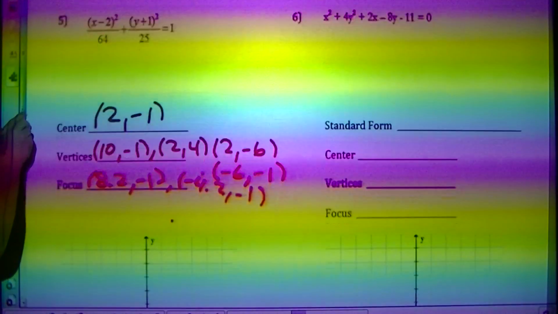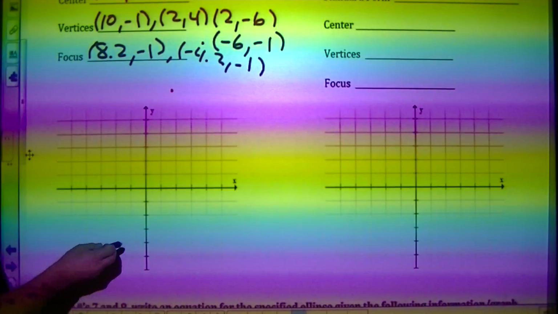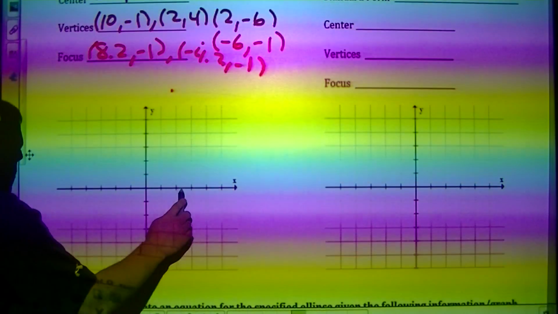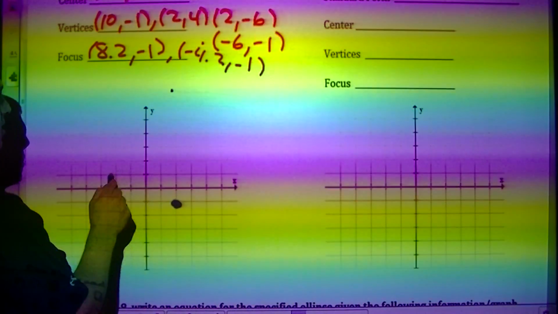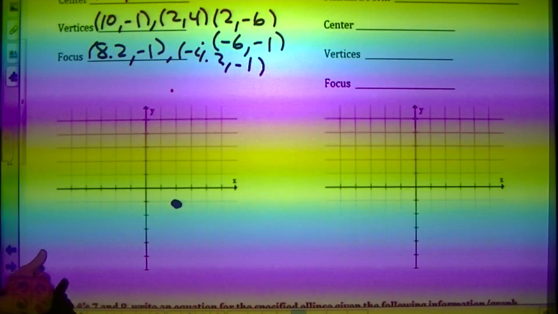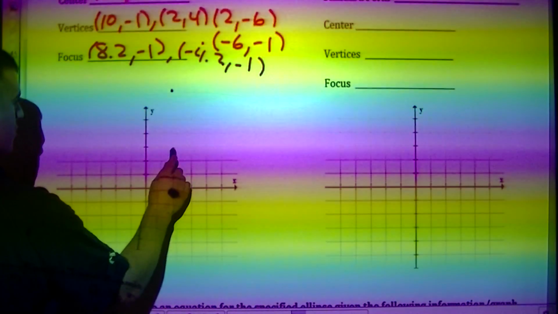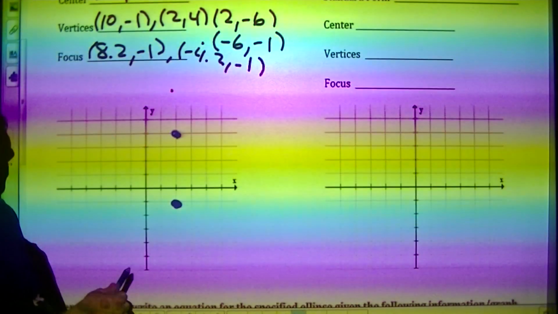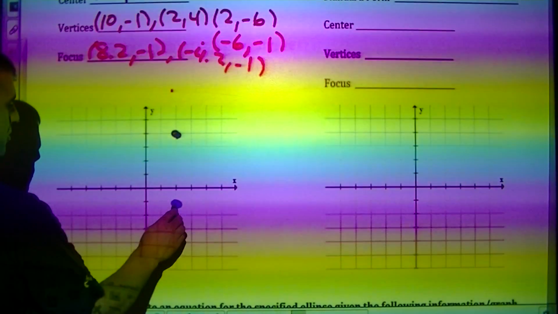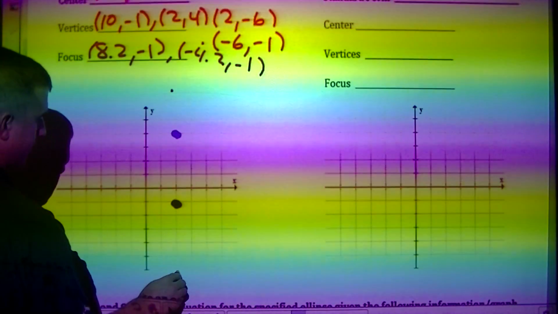Now all I got to do to graph it is pretty simple. 2, negative 1: 2 over, negative 1 down. I just have to graph all the vertices. 2 over, 4 up: 1, 2, 3, and 4. 2 over, negative 6 down: 1, 2, 3, 4, 5, and 6.